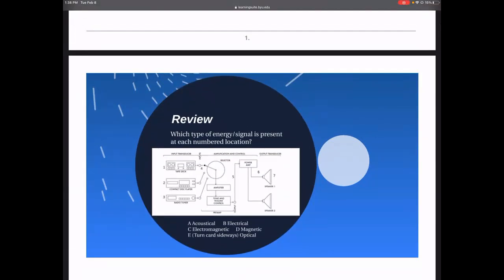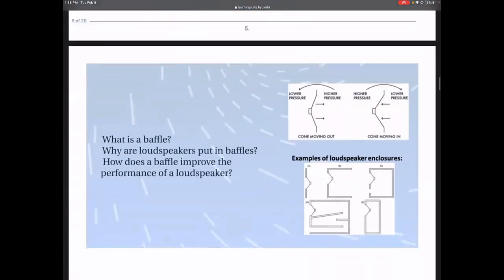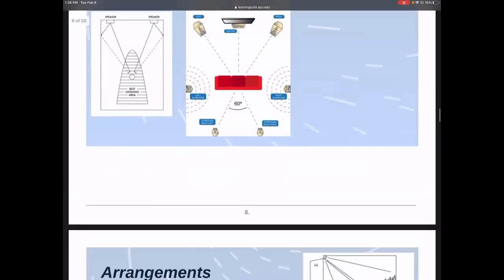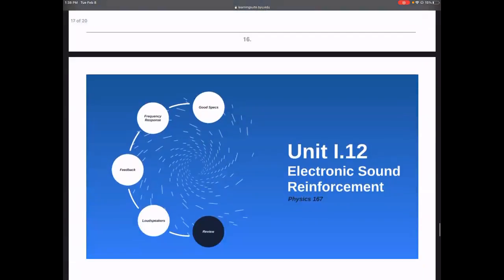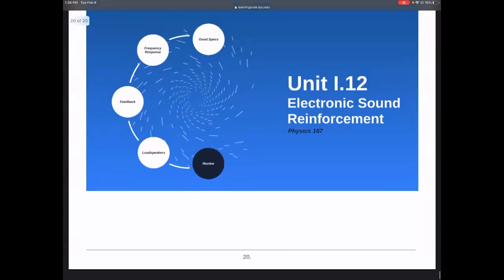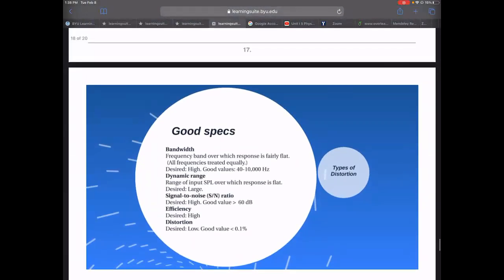What are the kinds of signals at these different places? And that's in the previous one that actually has the answers. You come all the way to the end. This here is basically telling you if you want high or low bandwidth, dynamic range, signal to noise ratio, efficiency, those should be high, distortion should be low, and dispersion is on there. We don't talk about how much it should be. This is where you get the answers.